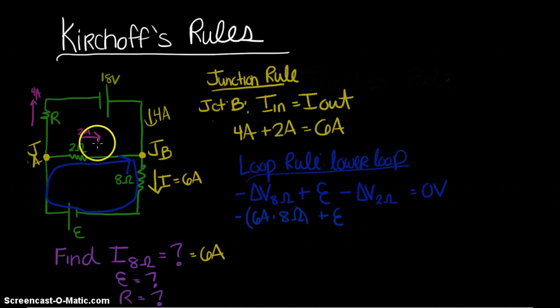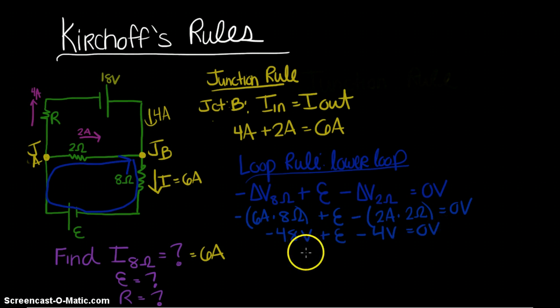And I also don't know delta V across my 2 ohm resistor here, but I'm going to use Ohm's law here. I know that that delta V is equal to the current through it, which happens to be 2 amps, and the resistance, which is 2 ohms. And all of this is going to equal 0 volts. So I'm getting negative 48 volts plus E minus 4 volts equals 0 volts. So I know that E is equal to 52 volts.